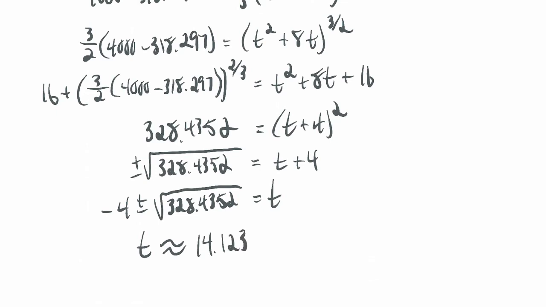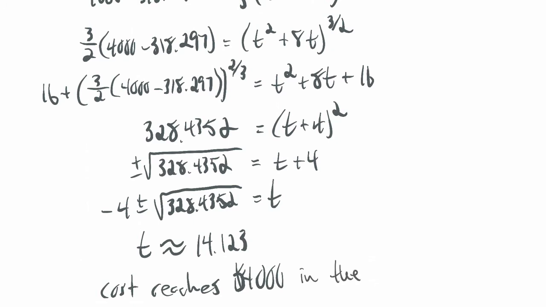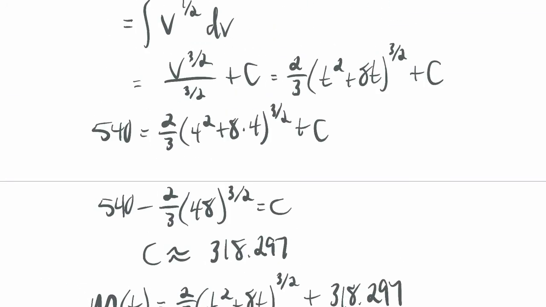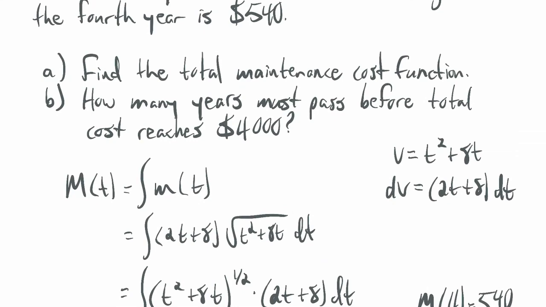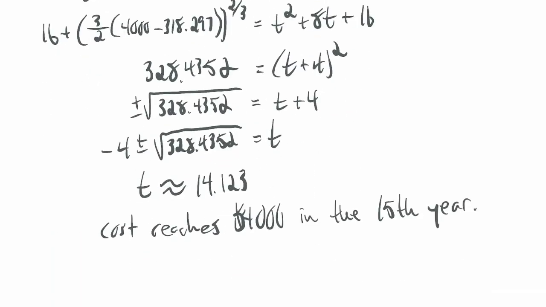Okay, so basically, in the 15th year is when you reach 4,000. So cost reaches 4,000 in the 15th year, because 14 years have already passed, right? And the question is worded as how many years must pass? So the answer is 14. Okay, that's how many whole years. So 14 years pass.